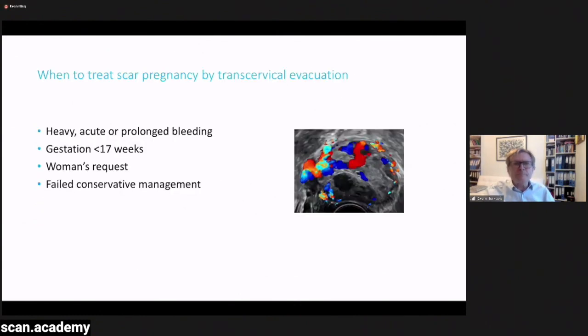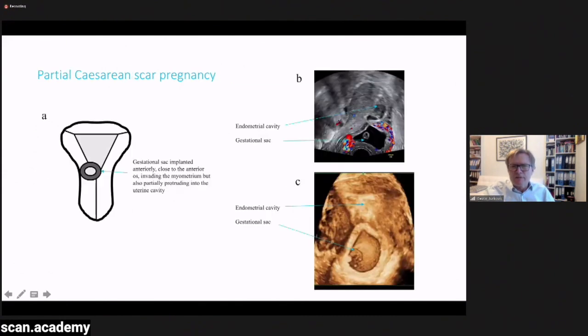And when to treat pregnancy with transcervical evacuation? Well, you should really look at those who have heavy and prolonged bleeding, and there is nothing else you can do about it because one is bleeding heavily. There's no methotrexate going to save you. You have to operate. Gestation has to be less than 7 weeks for transcervical evacuation. Beyond that, it becomes really difficult. The woman has to be obviously keen on treatment and has to refuse conservative management.